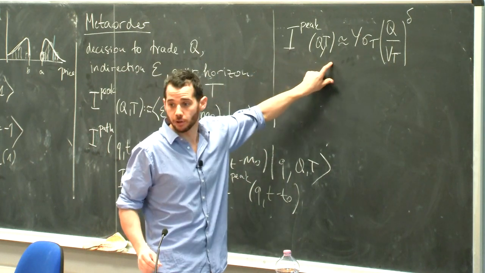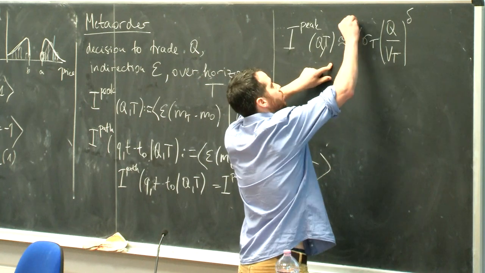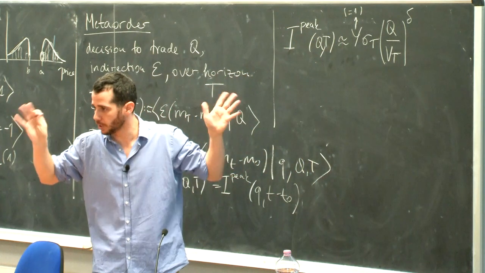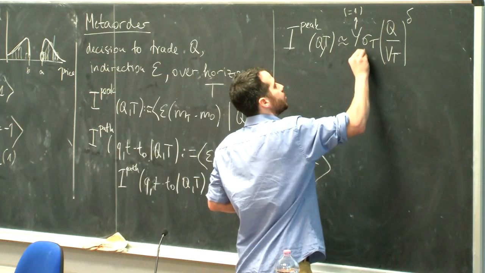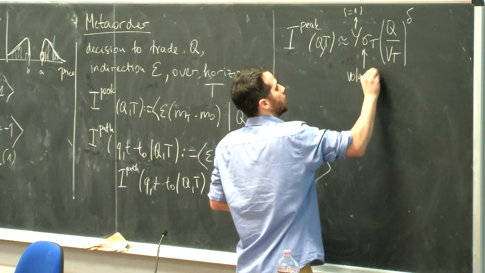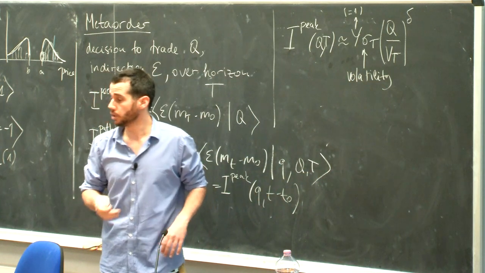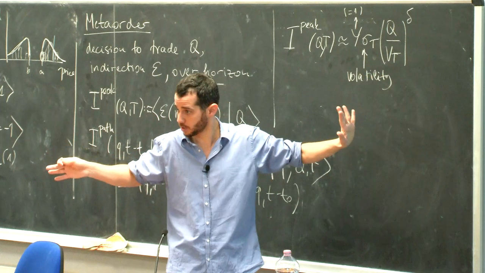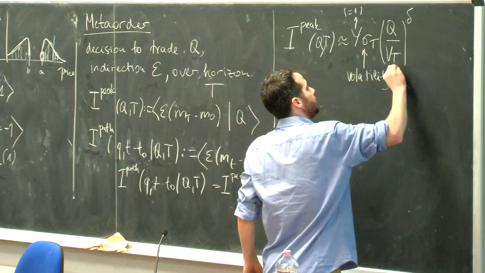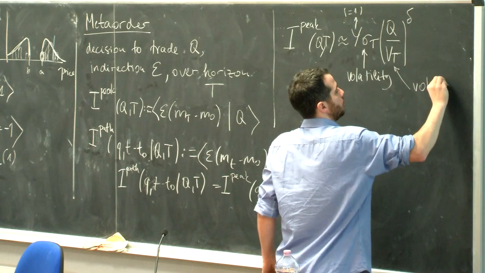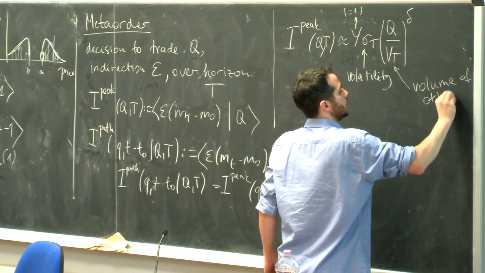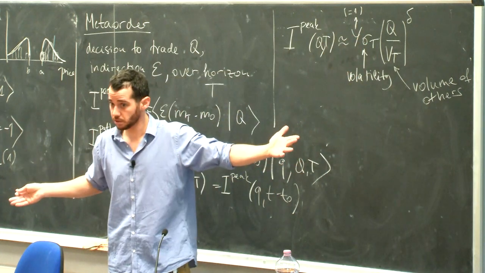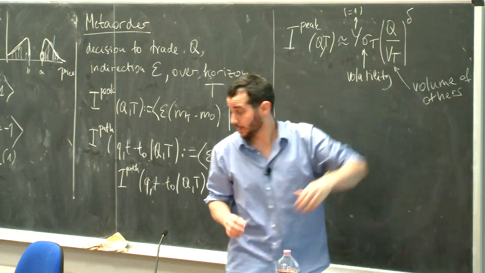The impact of trading Q over horizon T will be, okay, this is a number. Let's consider that it's one. It's order one, it's not exactly one. In practice, it's not very important. Here you have the volatility of the price on the same time scale, time horizon T. Okay, how much the price typically moves in this time window. Here you have VT, which is the volume of others in the same horizon T. So what percentage of the total volume are you trading? To some exponent delta.